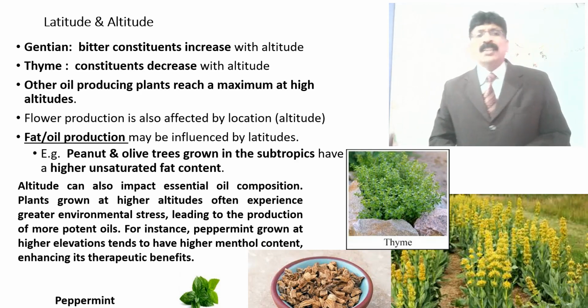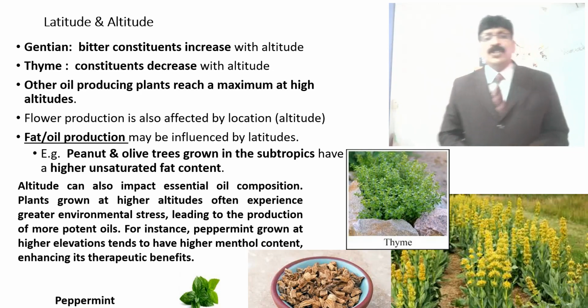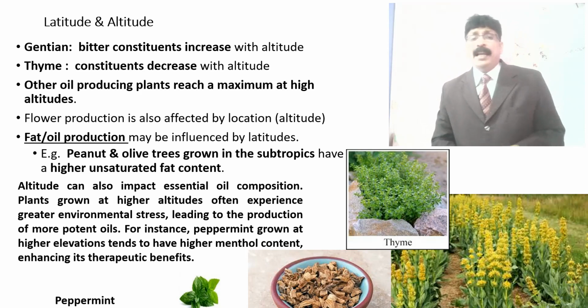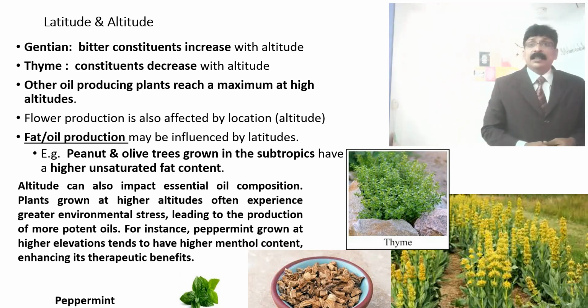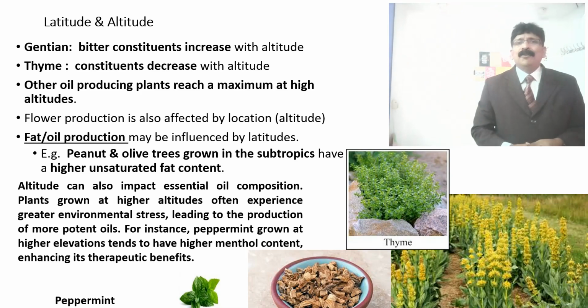Fat oil production may be influenced by latitude. Peanuts and olive trees grown in subtropical areas have a higher unsaturated fat content. So latitude and altitude we have briefly explained. Next, the exogenous factors which are affecting plant variation in cultivation.